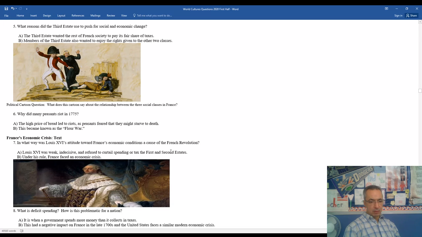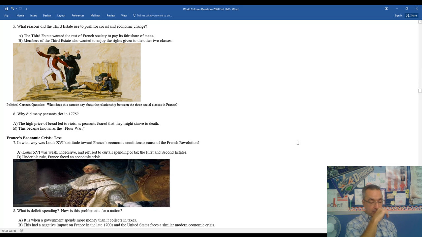7, in what ways was Louis XVI's attitude towards France's economic conditions a major cause of the French Revolution? Many felt that Louis XVI was weak and indecisive, refused to curtail spending or tax the First and Second Estates. So one thing you can't do is you can't continue to spend more and not raise additional revenue. And that's pretty much what he's doing.